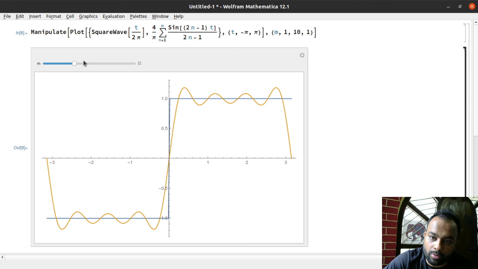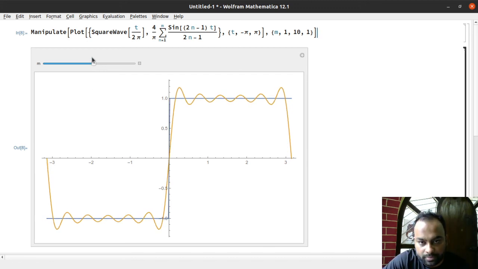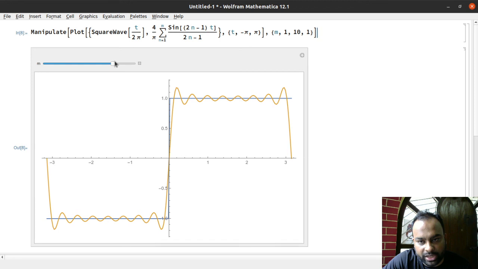So I have another component. I have added 1 by 7 sine 7t. I have added 1 by 9 sine 9t. And 1 by 11 sine 11t, I have added to that. And so on. If I keep on adding these sinusoids, what do you see?